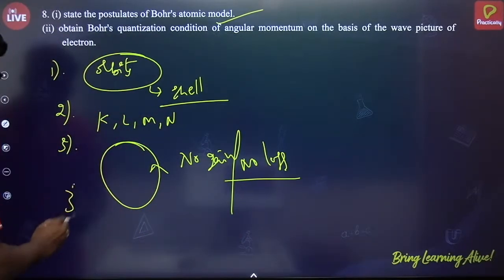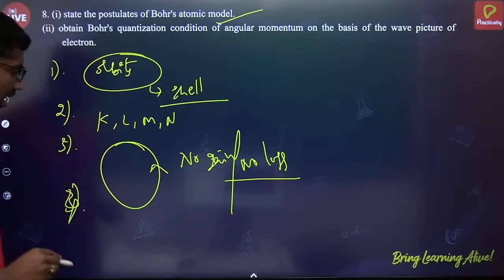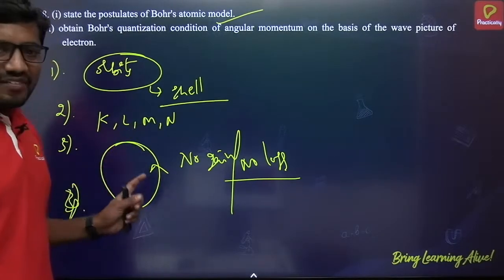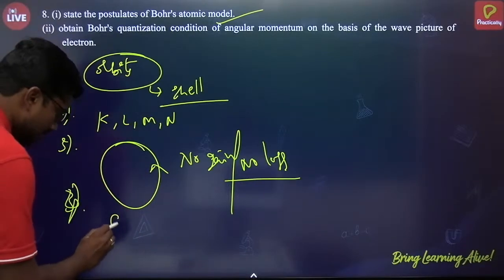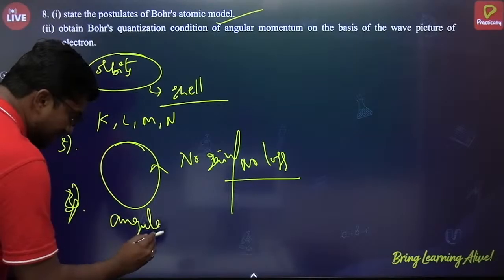And the next one: the angular momentum of each and every electron which is revolving in that orbit will be quantized. So angular momentum is quantized.